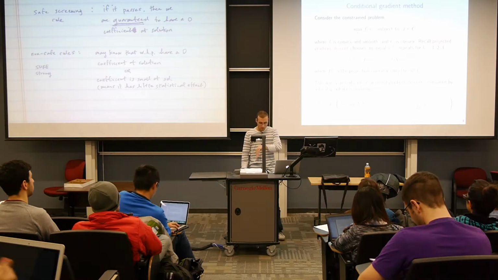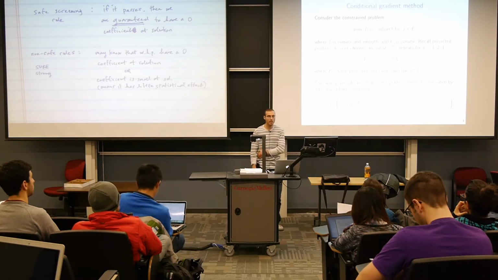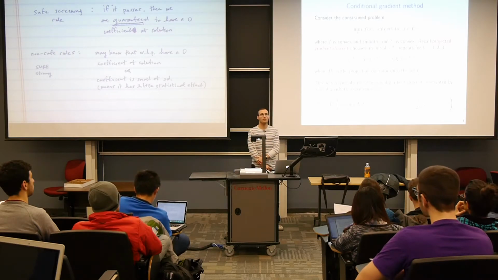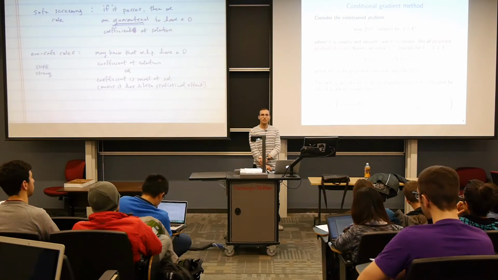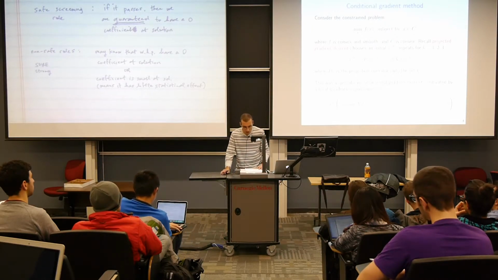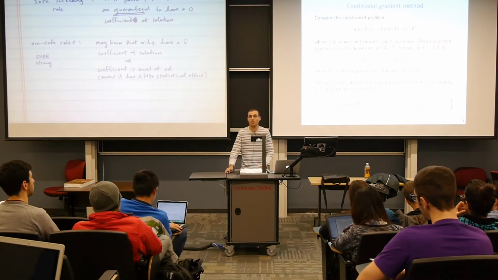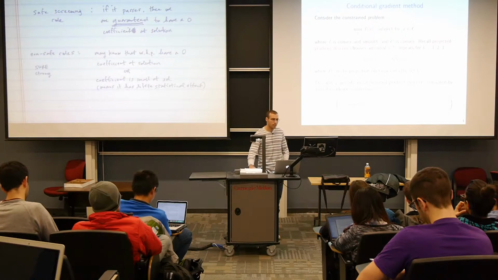So today we're going to talk about conditional gradient. The conditional gradient method only makes sense for constrained problems, so we're only going to be talking about constrained optimization today. If we're talking about unconstrained optimization, then the conditional gradient method is kind of vacuous. It doesn't really give us anything. In that sense, it's different from gradient descent.